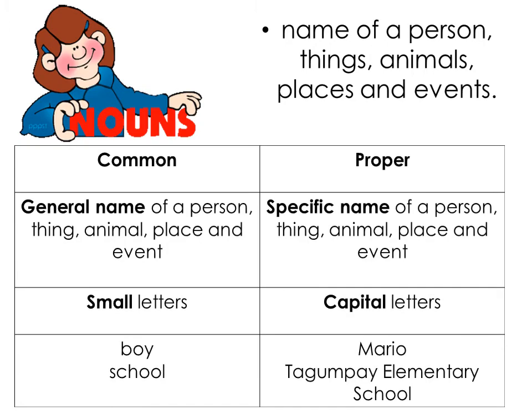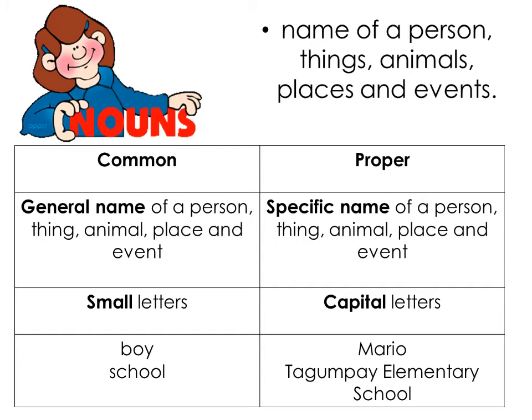There are two types of nouns, common nouns and proper nouns. Common nouns are general names of a person, thing, animal, place, and event. They are written in small letters. Examples are boy and school. Boy is a common noun because it's just a general noun, a general name of a person. We don't know the specific name of that boy. That's why it's just common.